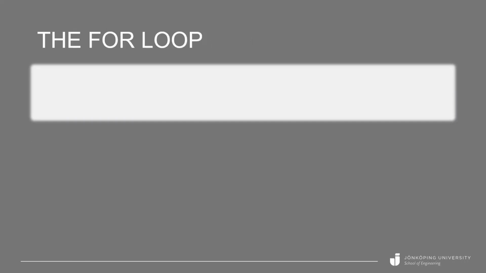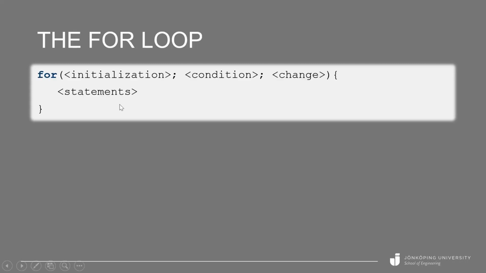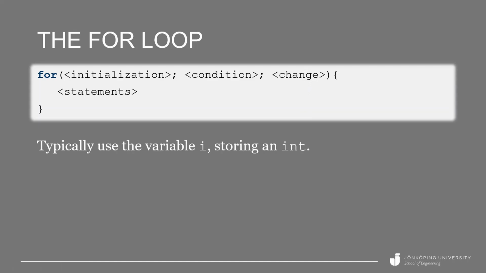We also have the for loop, and it works very similar to how it works in C and C++. So we have an initialization part here, we have a condition, and we have a change part that should change something each iteration. And for loops in Java, we write them kind of the same way as in C and C++. The iteration variable, usually called i, and the data type for it is usually an int.